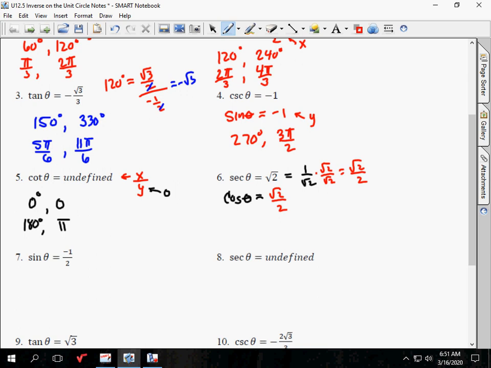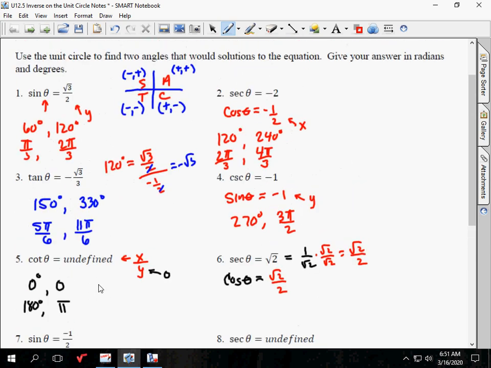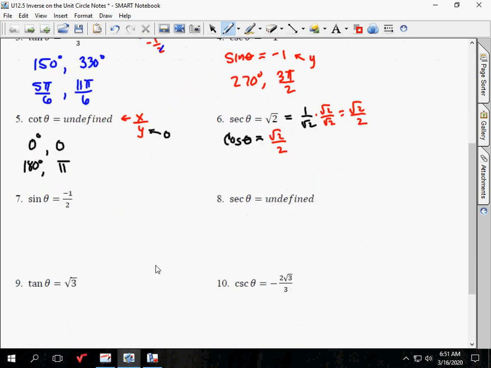And it's positive, and cosine's positive in 2 quadrants, so quadrant 1 and quadrant 4. So that's where we're going to look. Again, cosine is the x value, so we want to find out in 1 and 4, when is the x value root 2 over 2. We can see it's at 45 degrees, and that's pi over 4. I'll put it down underneath.